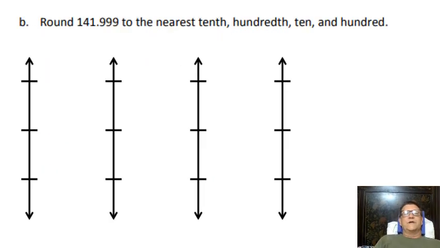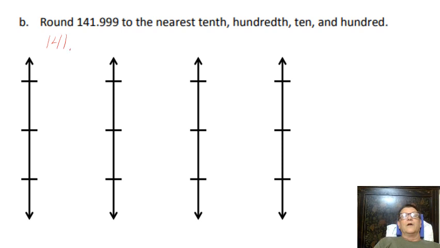Okay, so this next one says round 141 and 999 thousandths to the nearest tenth, hundredth, 10, and 100. So we're going to start by coming over and rewriting the number up here as 141 and 999 thousandths. Now it says we're doing the tenth. So there's my tenth, and that's my starting point. I'm going to go 141.9, 9 tenths. Now one more tenth.